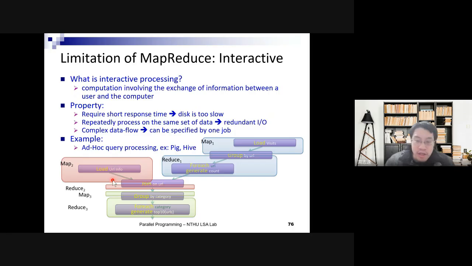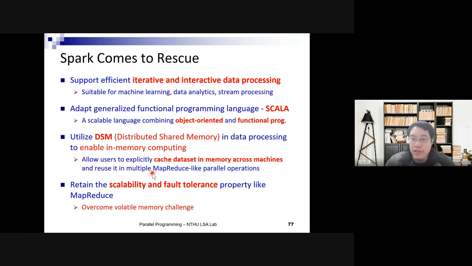Okay, so you can see as we go to the top of data analytics, usually we will like to use those interactive or iterative algorithms. And all those algorithms are not fit for MapReduce. Okay, so that's why we have Spark, right? So how does Spark solve it?